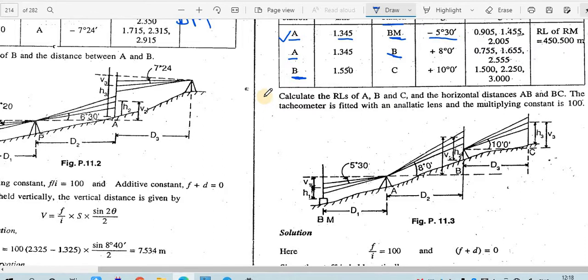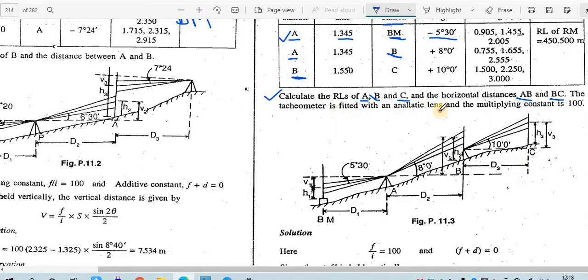Now, after preparing the diagram, we need to know what things we need to calculate. Calculate the reduced level of A, B and C. So for all three points, we have to find the RL, that means the vertical elevation, at points A, B, C. And also the horizontal distance between AB and BC. We need to calculate the distance between AB, which is D2, and BC, which is your D3.